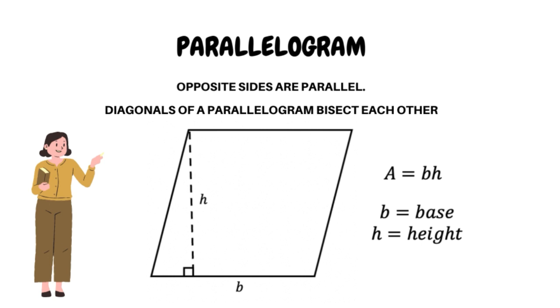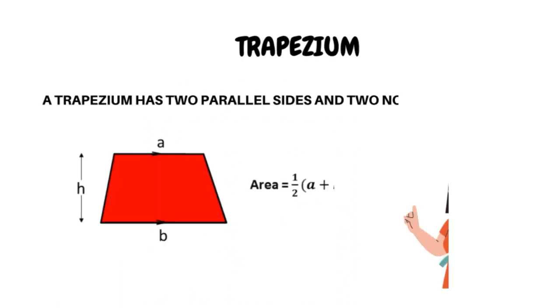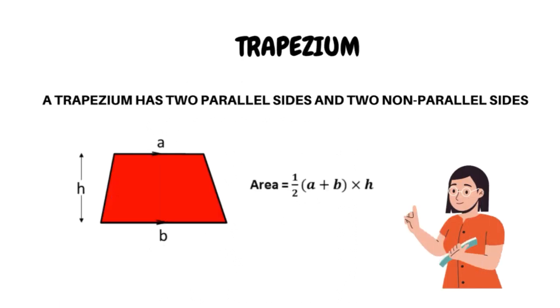Next we have parallelogram. Parallelogram is also a kind of quadrilateral. Opposite sides of a parallelogram are parallel. Diagonals of a parallelogram bisect each other. If we know the length of the base of a parallelogram and its height, then we can calculate the area of the parallelogram as base into height. Now moving on to the next figure.